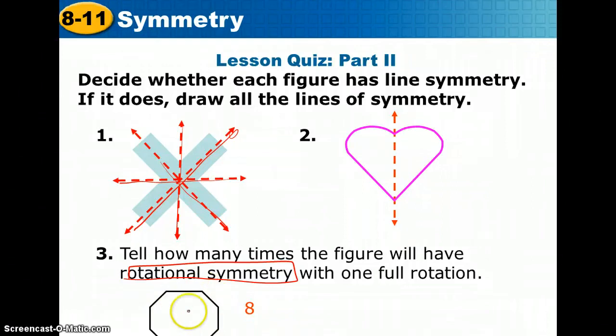Now this octagon's not a good one. It kind of got stretched out there, didn't it? So it's not a really good picture, but it would have it coming here, here, here, 4, 5, 6, 7, 8. So 8 rotational symmetries. And that's the end of section 8-11, Symmetry and Rotational Symmetry.